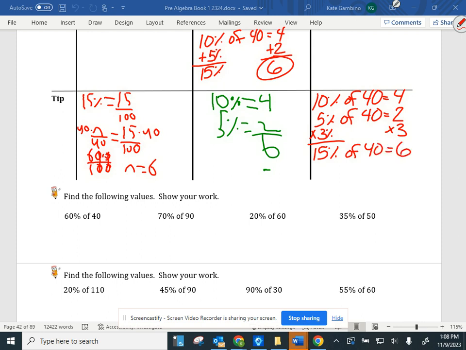Henry, what way did you do? Could I show it on the board? Walk me through it. Okay, so I did 10% of 40 equals 4. Yep. And then I knew 10% had to get to 15, so I multiplied it by 1.5.